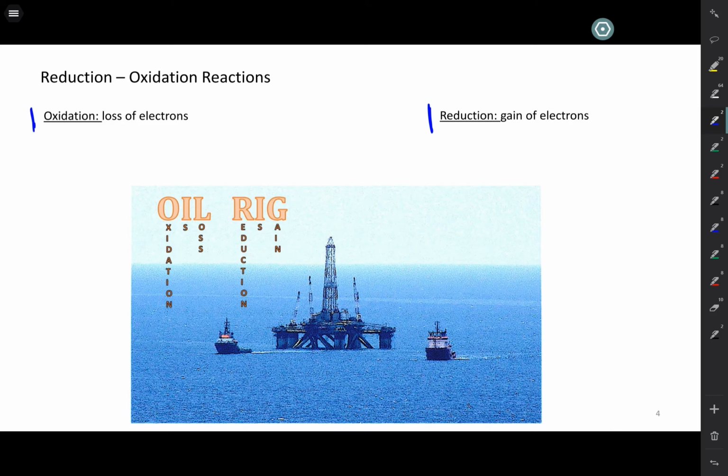To confuse things a little bit more, we also have two more terms. One is oxidizing agent. The oxidizing agent is the species that is oxidizing something else. Therefore, the oxidizing agent is the species that gets reduced in the reaction.